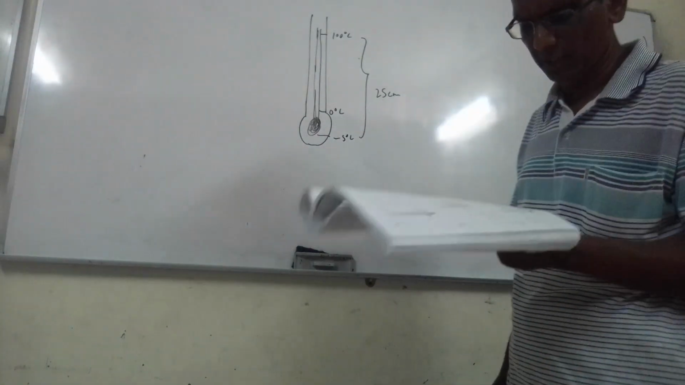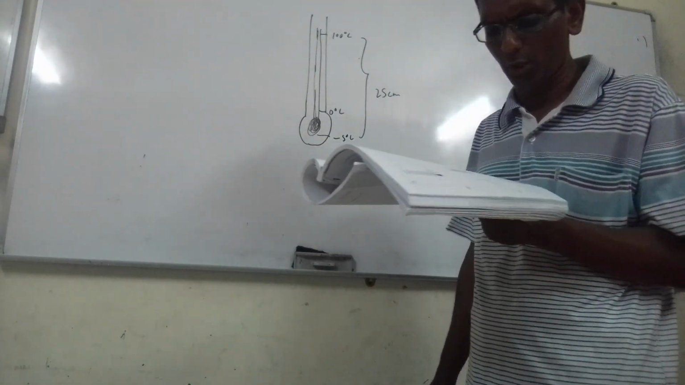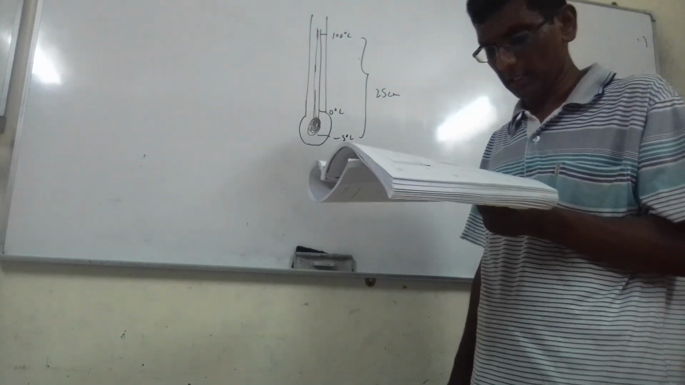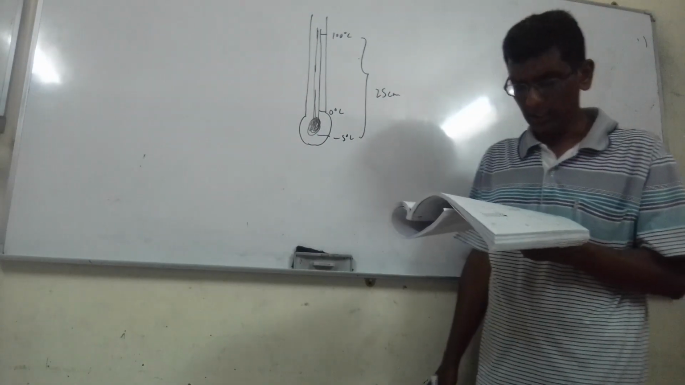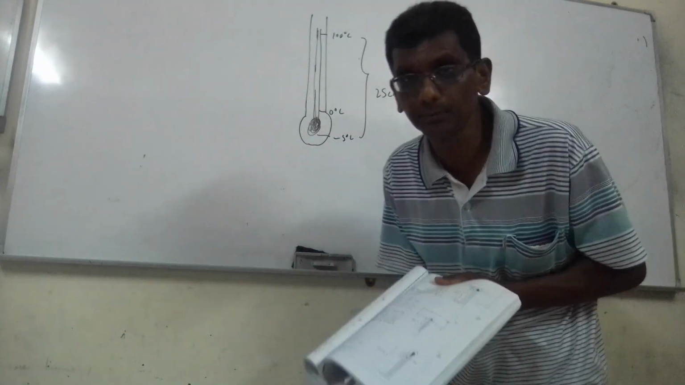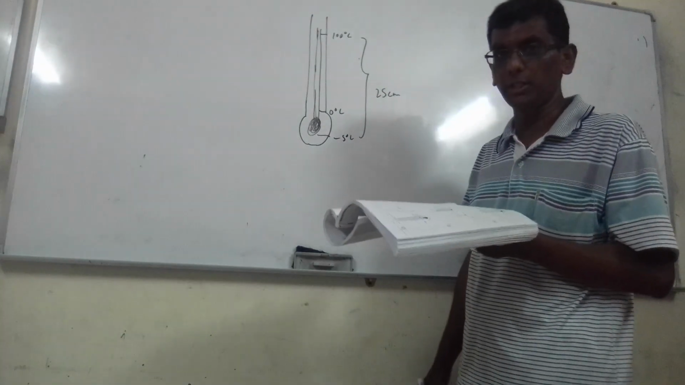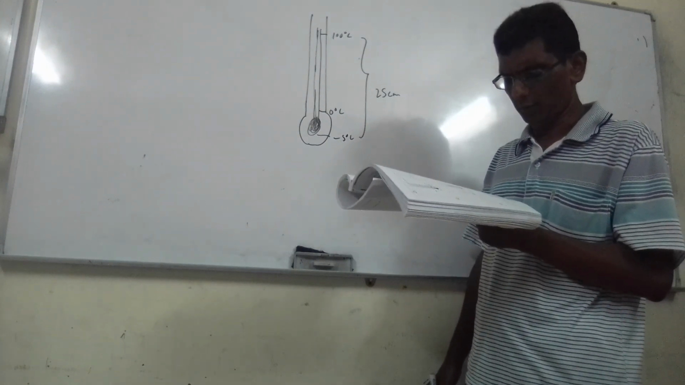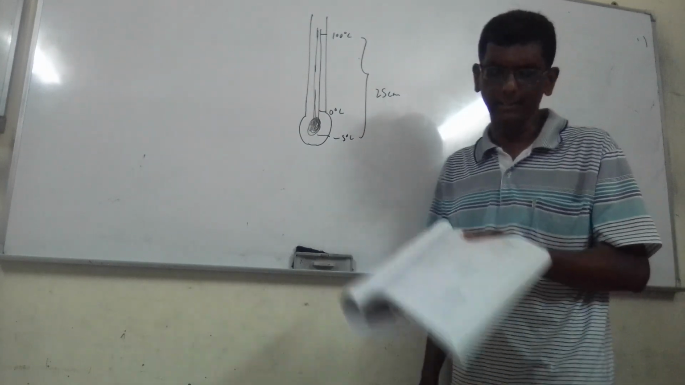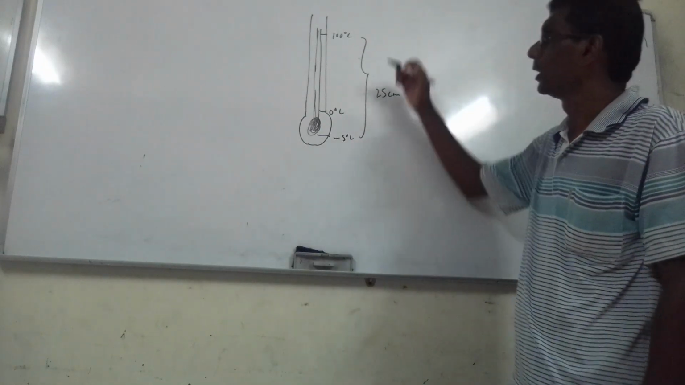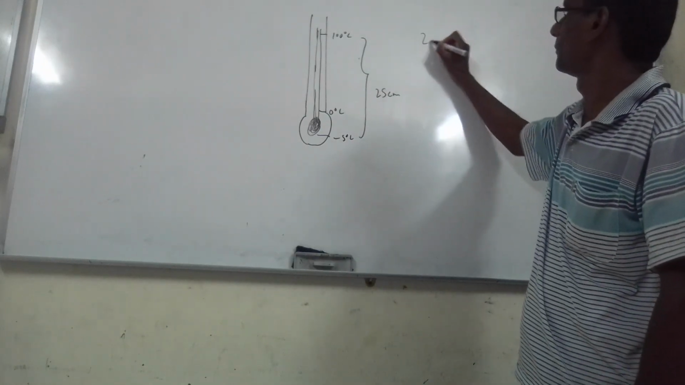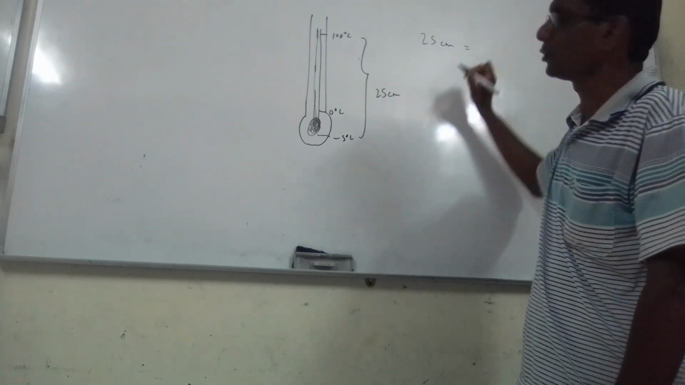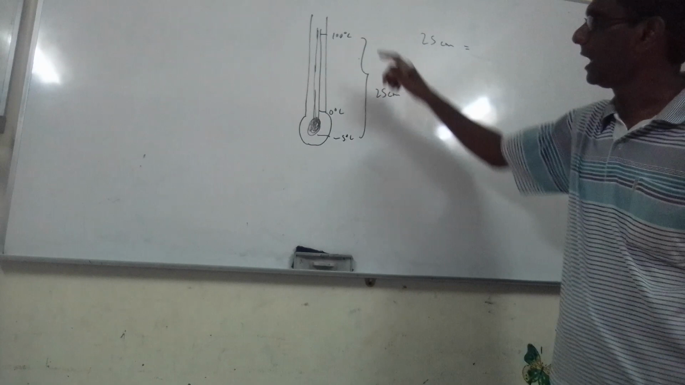Okay, the first question: if the length of the mercury column is 18 cm, find the temperature of the liquid. So 18 cm. Now 25 cm is equal to how many degrees Celsius?